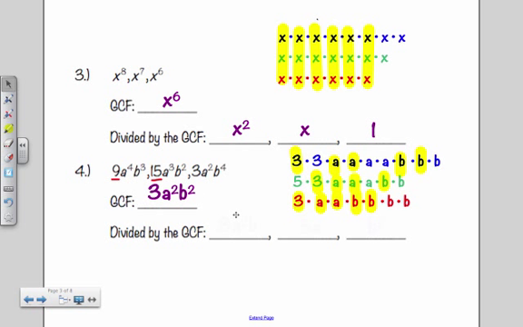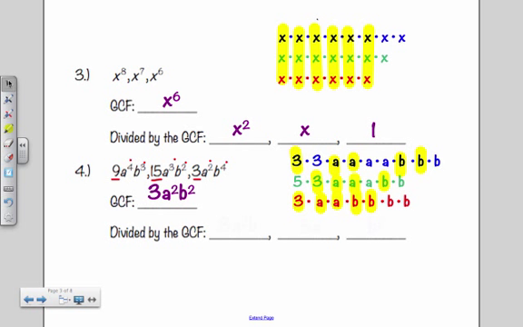Okay, and another way to think about it is just look at the coefficients. You've got 9, 15, and 3. What's the largest number that can go into all three of these numbers? It is 3. Then you look at your exponents for your a's. So you've got a to the fourth, a to the third, a to the second. The lowest exponent would be a to the second. And same thing for your exponents for your b's. You've got to the third, to the second, and to the fourth. So again, to the second power coincidentally is the lowest exponent for this as well.